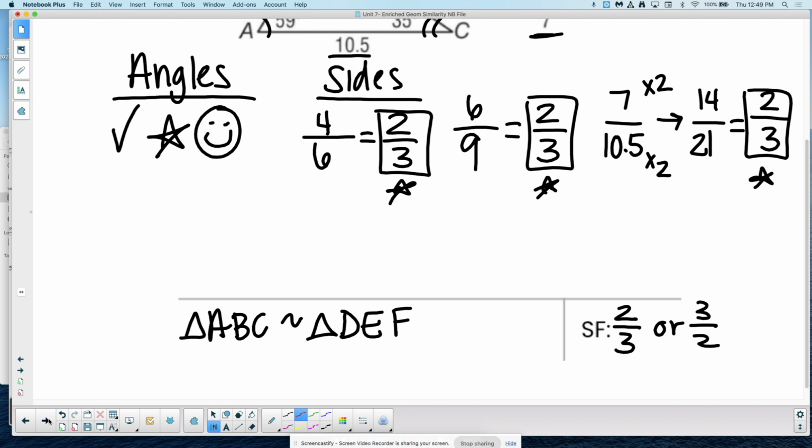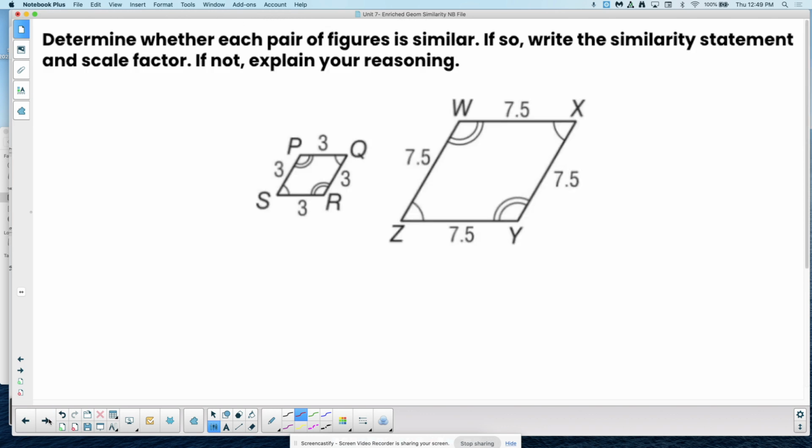All right, let's try another one. So again, we need to check our angles first because it's the easiest thing to do. Because once it's a no, we don't have to keep going with the process. We're just done if it's no. So I have to look. Angle S matches angle Z, angle R matches Y, angle Q matches X, and P matches W. All right, our angles work out. They're checked. We're moving on to part 2.